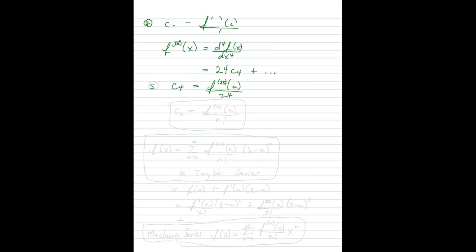So we've found 5 coefficients in the power series, and if we look at the pattern, the nth coefficient is the nth derivative of f at a over n factorial. So let's go ahead and generalize this as well, a definition. We'll say c sub n equals f to the n at a over n factorial.